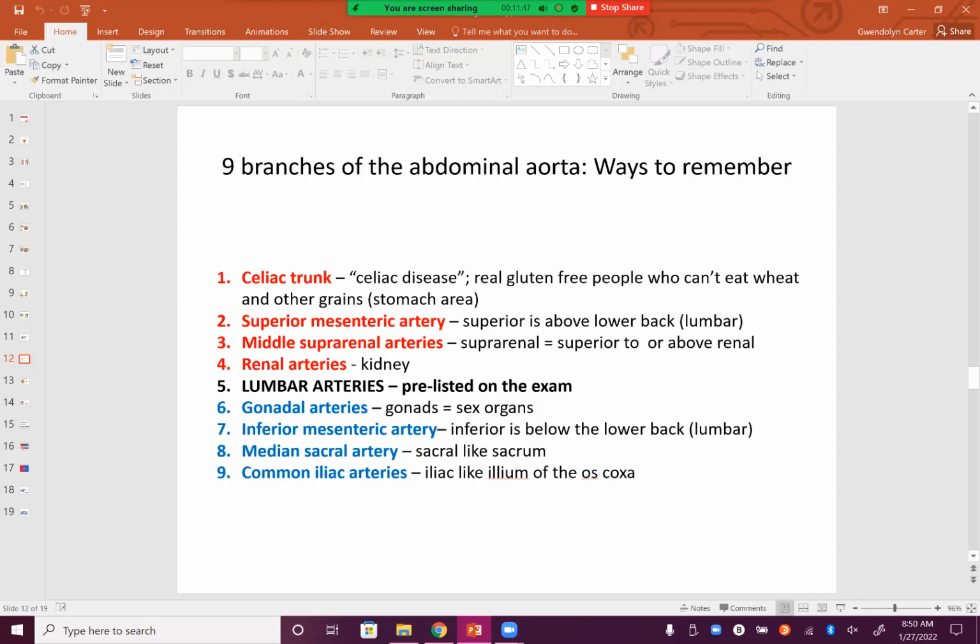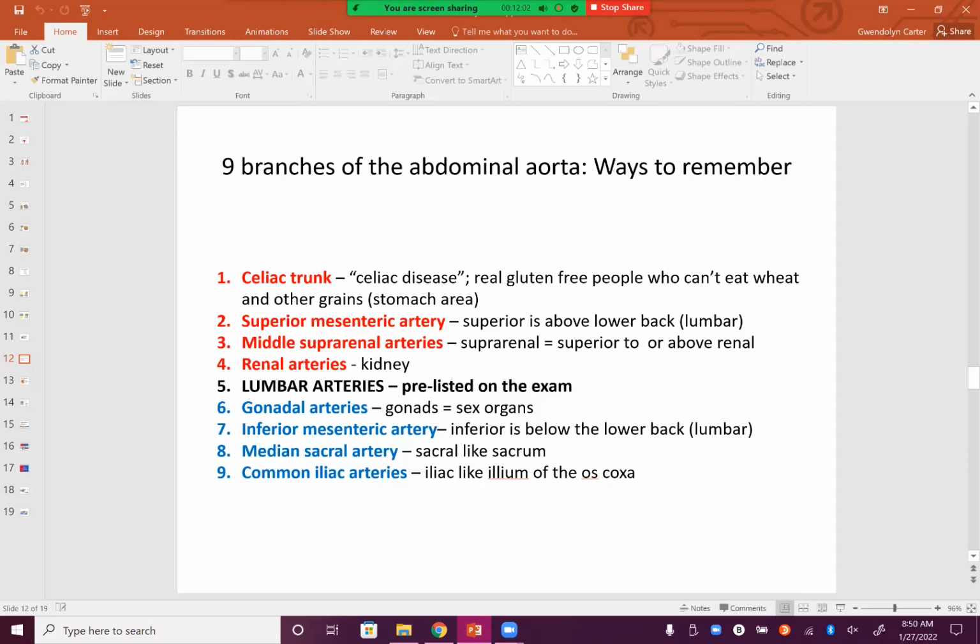Next to that, we have our renal arteries and suprarenal. Looking at directional terms, supra is superior to the renal artery, so it's above the renal artery. That's how you pair both of those together.